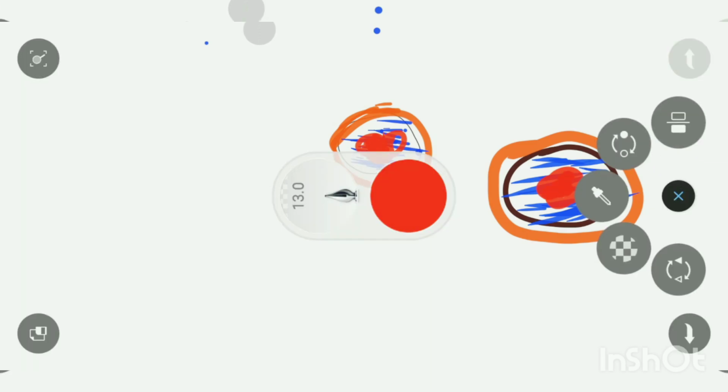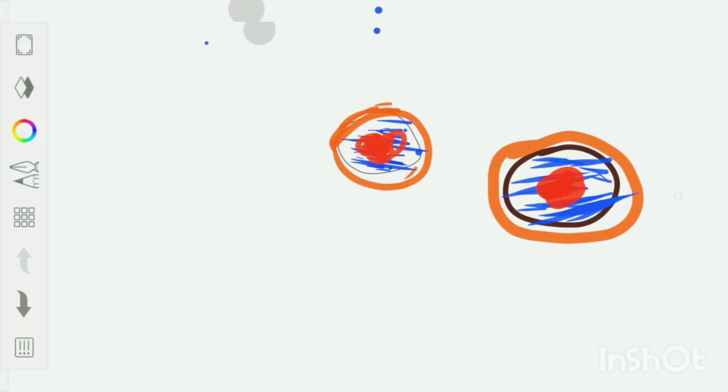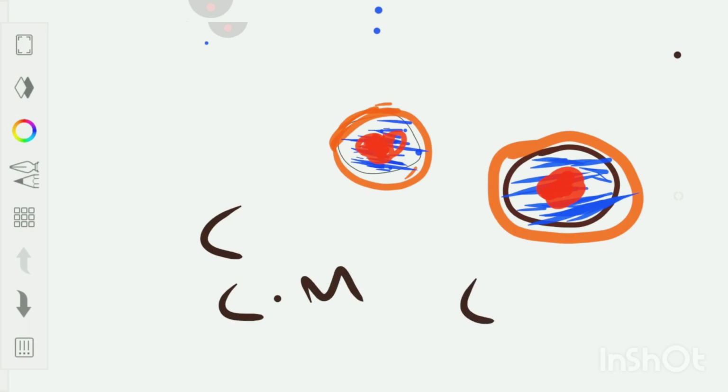Now let's revise. Membrane, control and protection. Cytoplasm. Cytoplasm is the place for all activities. Nucleus, it is the brain of the cell.